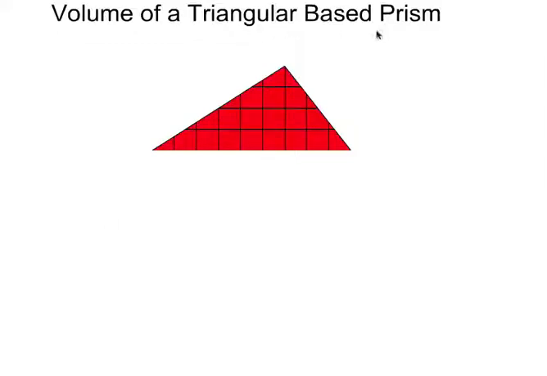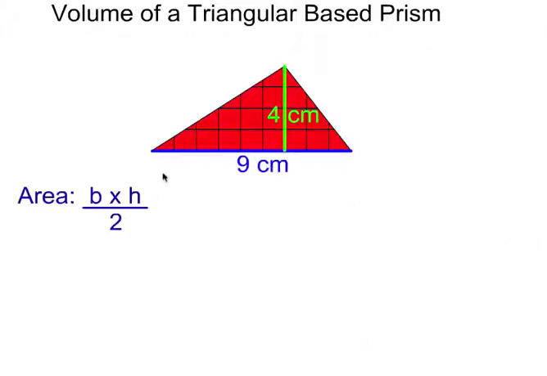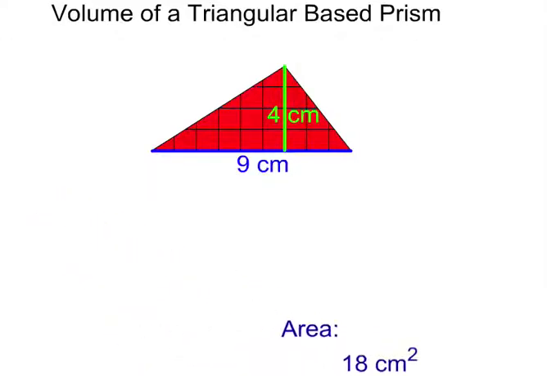Volume of a triangular-based prism. All right, this is a triangle, and we know that the area of a triangle is base times height divided by 2. In this case, 9 times 4 divided by 2 is 18 centimeters squared.